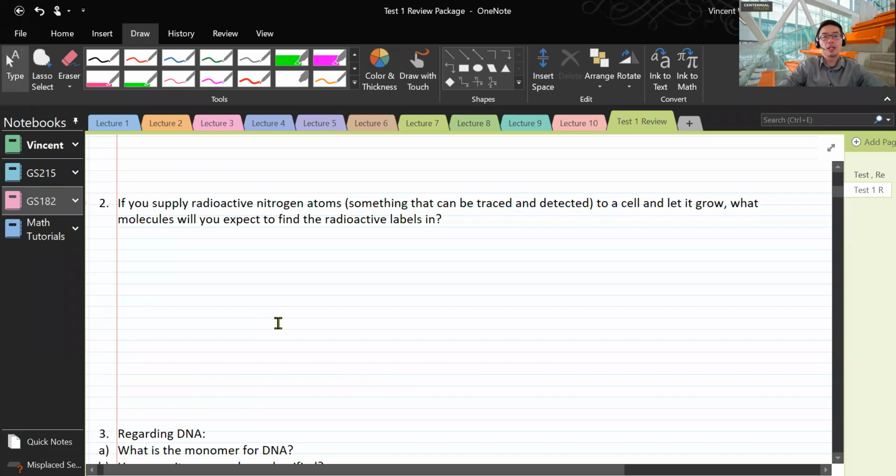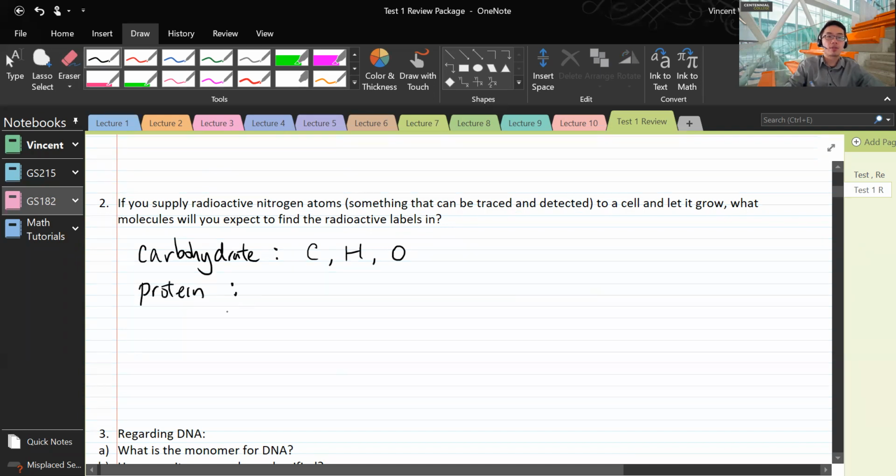If you supply radioactive nitrogen atoms, so something that you can trace, that you can detect, if you supply that to a cell and let it grow, what molecules will you expect to find the radioactive labels in? So this is basically another way of asking you what macromolecule has nitrogens. So let's just write them all out. We have carbohydrates. Carbohydrates is made up of carbon, hydrogen, and oxygen atoms.